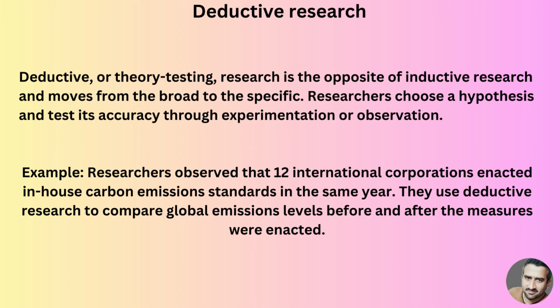And the next is deductive research. Deductive or theory testing research is the opposite of inductive research and moves from the broad to the specific. Researchers choose a hypothesis and test its accuracy through experimentation or observation. For example, researchers observed that 12 international corporations enacted in-house carbon emissions standards in the same year. They use deductive research to compare global emission levels before and after the measures were enacted.